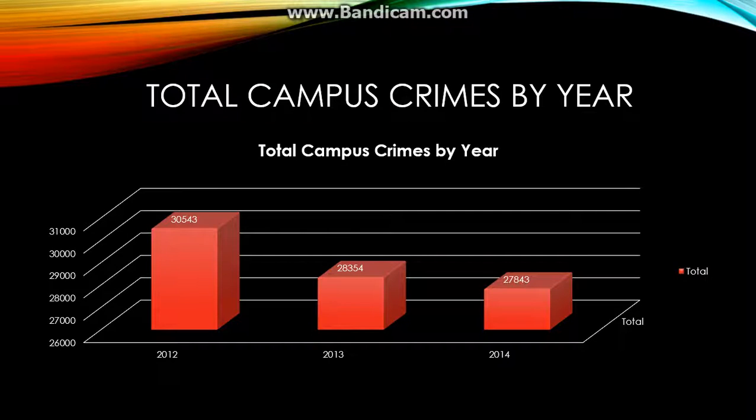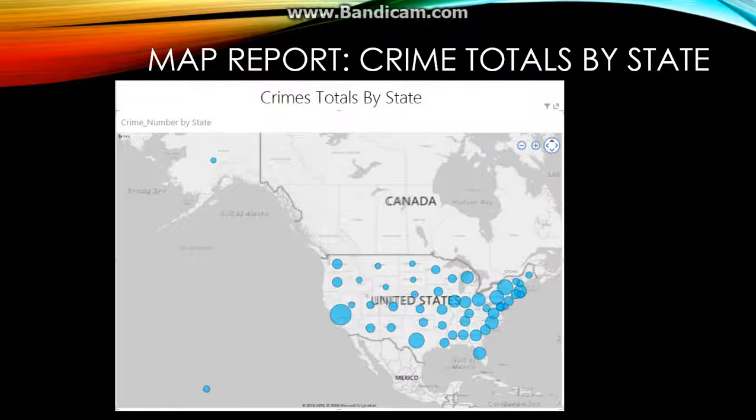This is an example of the total campus crimes by year. So using this very exact same Excel file, we were able to create a graph that shows the total number of crimes that happened on all the campuses in our record from 2012 to 2014. And as you can see, there's definitely a downward trend, which is good for students to know. That's a good sign. I'm not sure how 2015 fared, but we'll see.